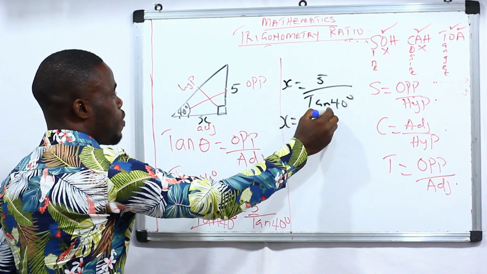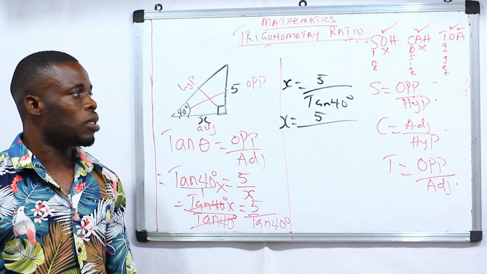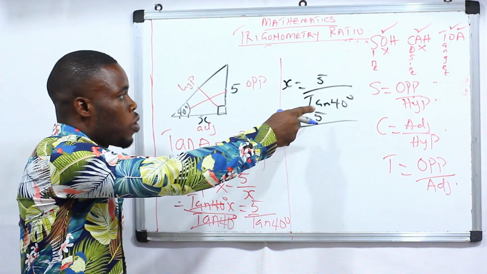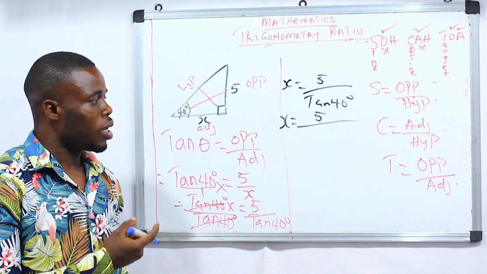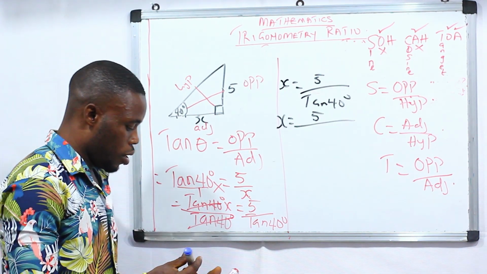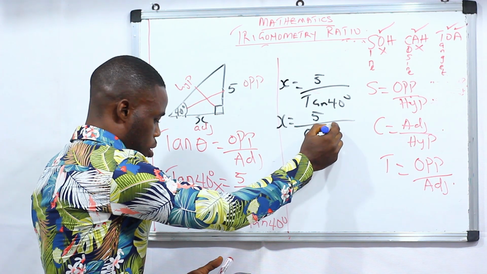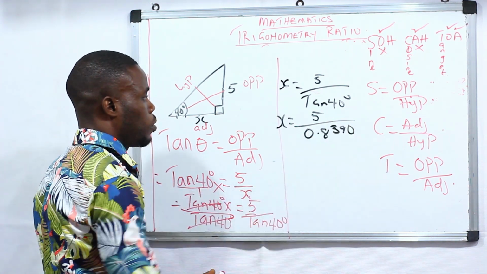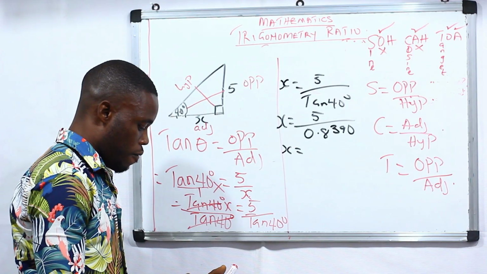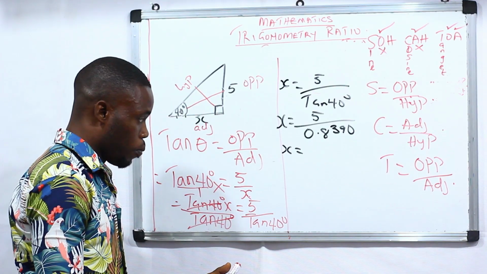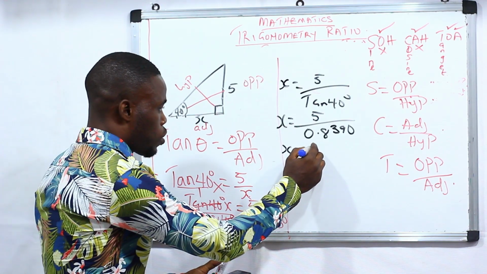So 5 divided by tan 40 degrees, punch it in your calculator. You can check the tangent by looking at 40 degrees in your tables. If you check 40 under 0, you will get your answer. So tan 40 degrees is equal to 0.8390. So this will give us x equals 5 divided by 0.8390.